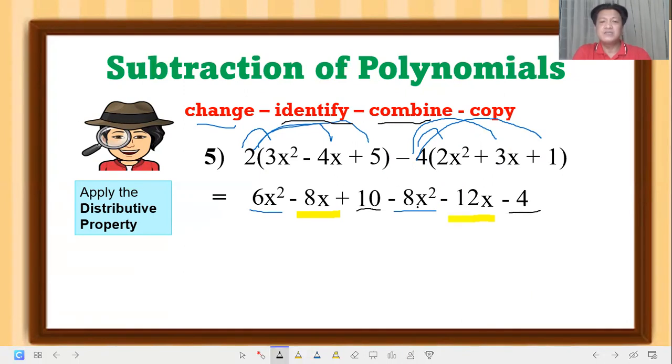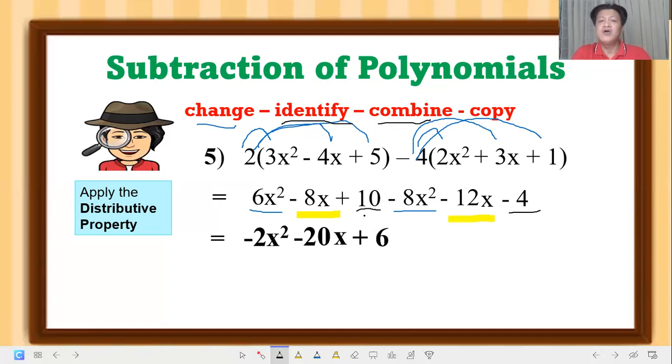So what is 6 plus negative 8? So meaning to say, that is equal to negative 2. Then copy the same literal coefficient, which is x squared. And what is negative 8 plus negative 12? Kasi first degree lang yung kanilang literal coefficient. Kaya that is equal to negative 20. Then copy the same literal coefficient. Kailangan nare-recall natin yung mga integers, no? Yung addition of the same sign tsaka yung different sign. Okay, and then yung constant naman, 10 plus negative 4, that is equal to 6.